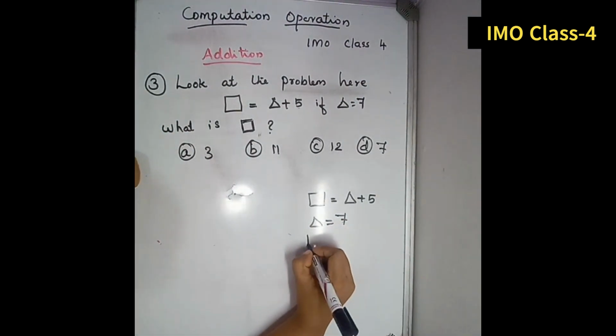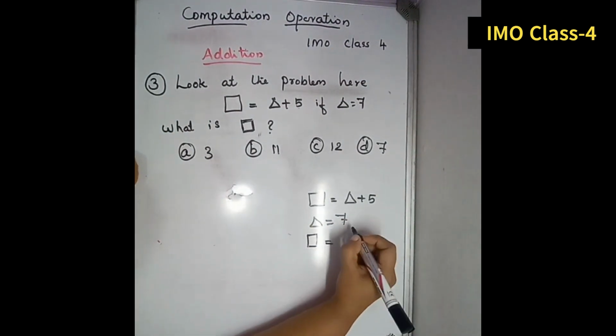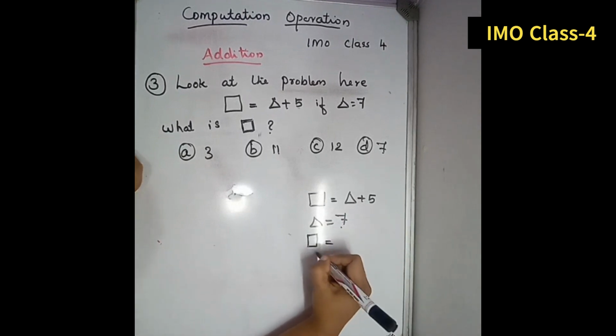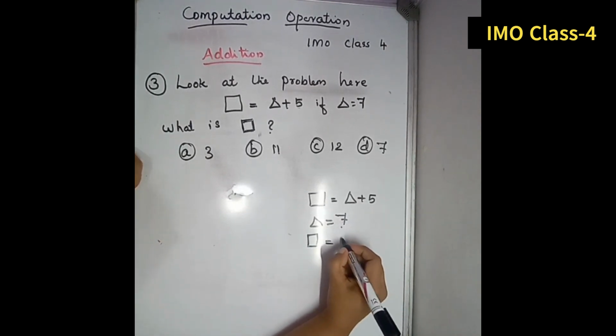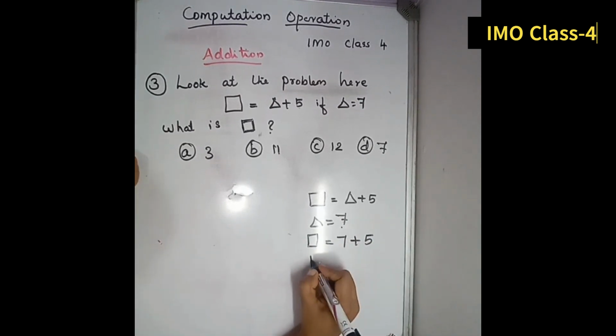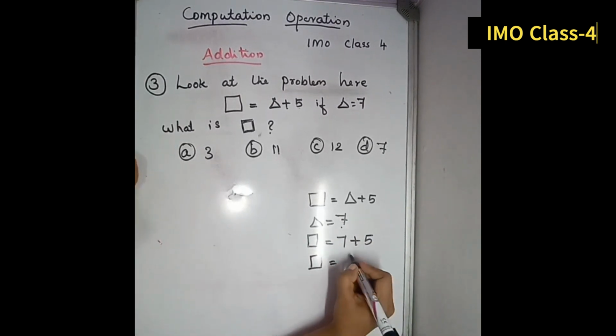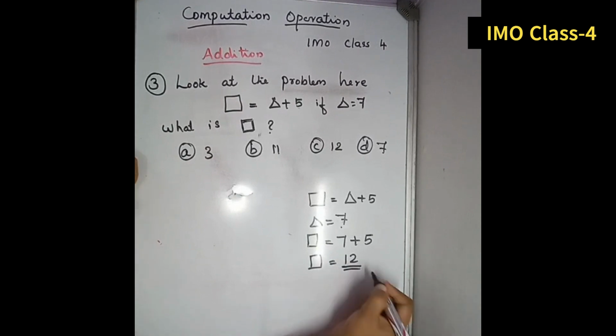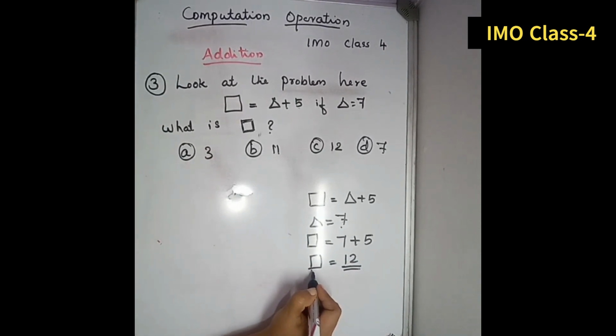So simply we need to put the value of triangle in this equation. That is, square is equal to the value of triangle, which is 7, plus 5. Then square is equal to 7 plus 5, which is 12. Then what is the value of square? The value of square is 12.